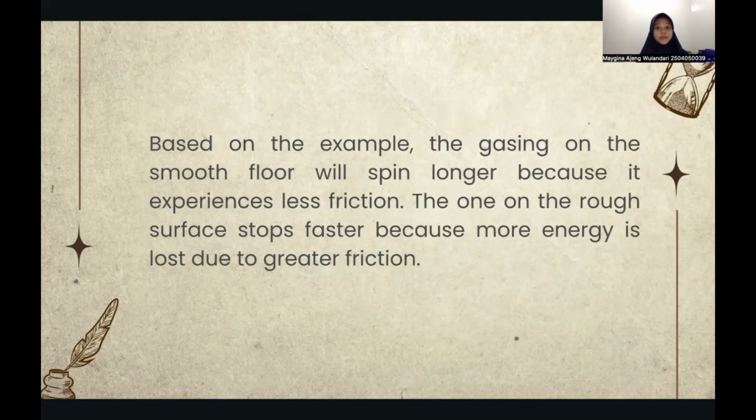Based on the example, the gasing on the smooth floor will spin longer because it experiences less friction. The one on the rugged surface stops faster because more energy is lost due to greater friction.